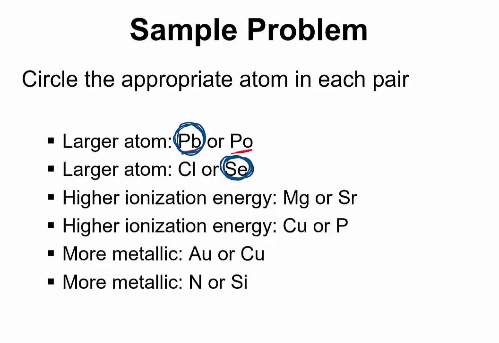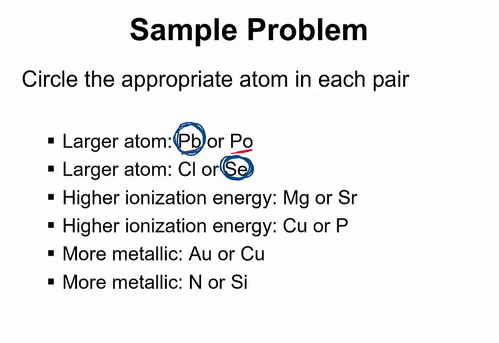So whenever you are comparing two elements and they are not in the same group and also not in the same period, you would have to consider the energy level effects and the nuclear pull effects. Let us now take a look at question number 3.